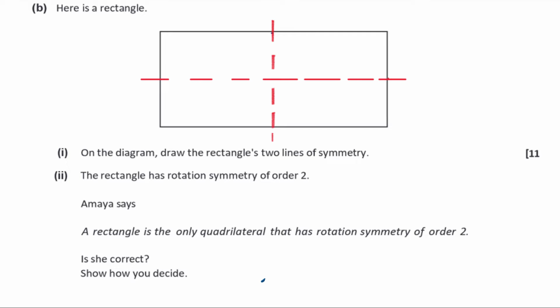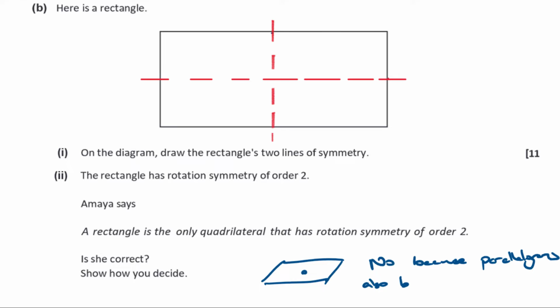If I have a parallelogram, that also has a rotational symmetry of order 2, because it looks the same upside down, doesn't it? So I'm going to say no, because parallelograms also have order 2.